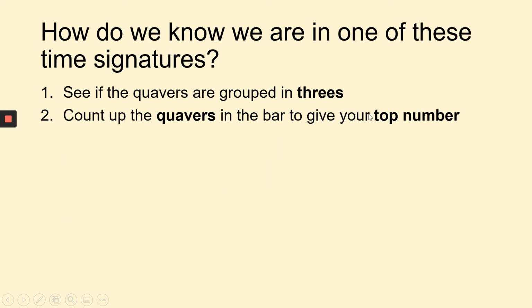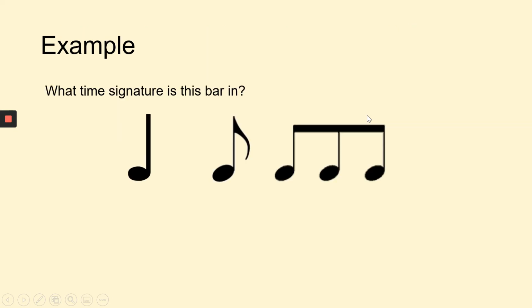Then we simply count up the quavers in the bar, and this gives you your top number. So if the quavers are grouped together in 3s, we must be over 8, and you then just have to count up the quavers in the bar to give you your top number. It's that simple, really. So here's a worked example.